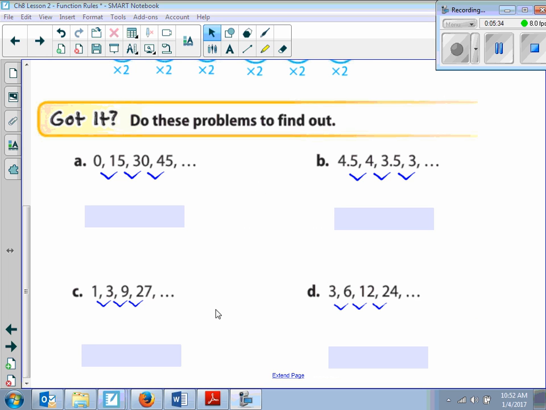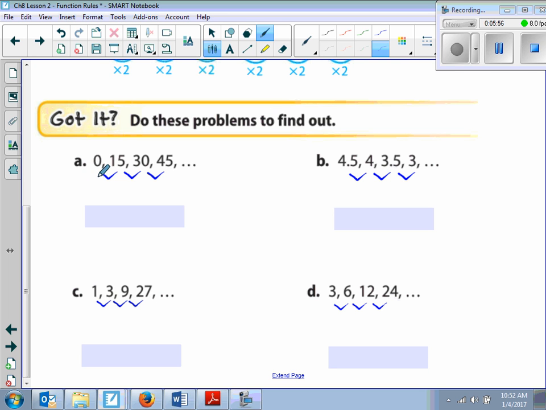So here we have a few examples, and when we do this, we are going to look for the next three terms in the sequence, okay? Now, I'm going to show you how to show your work. So let's see here.